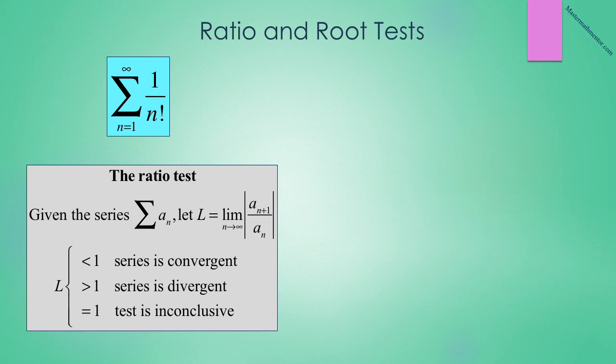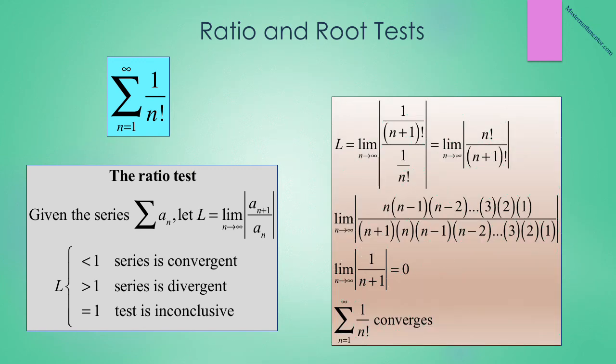and if L is equal to exactly 1, then the test is inconclusive. So let's try the ratio test with our series summation n equals 1 to infinity of 1 over n factorial. We start by setting up L, which is the limit as n approaches infinity of the absolute value of 1 over n plus 1 factorial over 1 over n factorial.